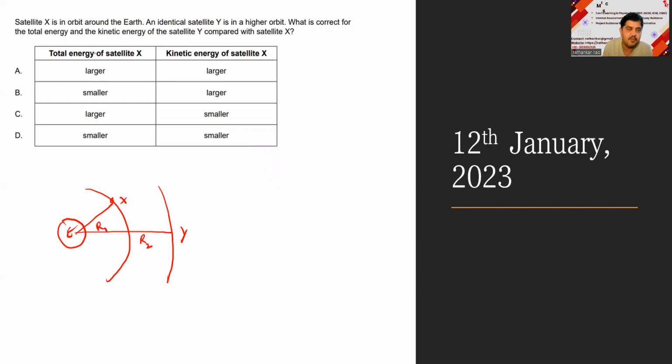What is correct for the total energy and kinetic energy of the satellite Y compared with satellite X? See, the question is a bit twisted. Okay, you have to read this carefully. He's given something, but look at the options here. Total energy of satellite X and kinetic energy of satellite X. It means be concerned of the energy of satellite X and the kinetic energy of satellite X, compared with the kinetic energy of satellite Y and total energy of satellite Y.